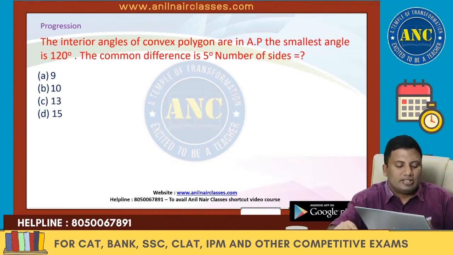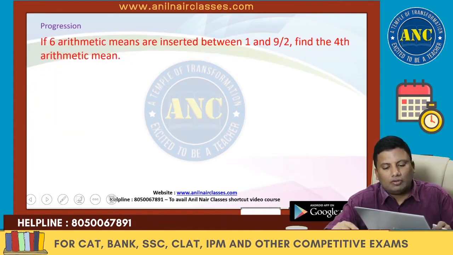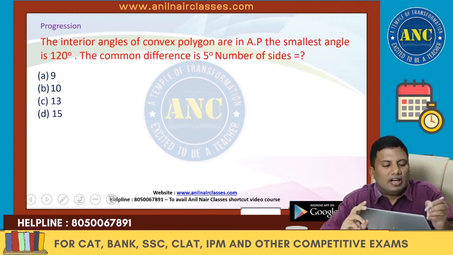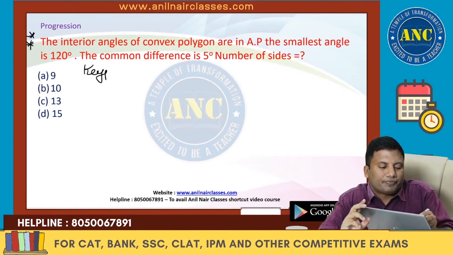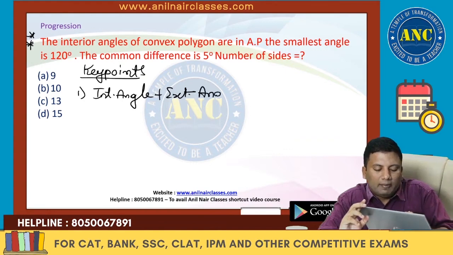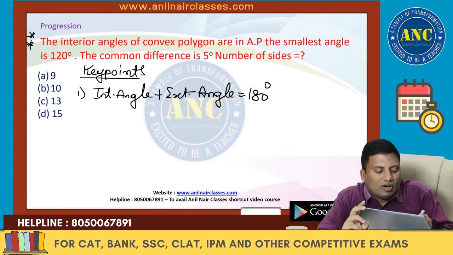Next one, it is this question. 3, 4, all are very good questions. All are examination related questions. Please write down. First key point: interior angle plus exterior angle, it is always 180 degrees.